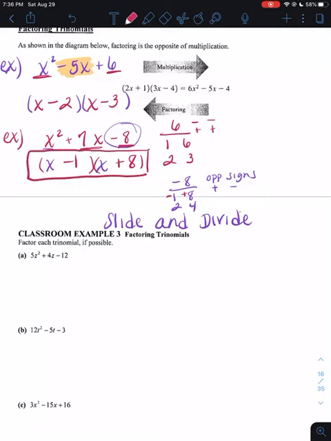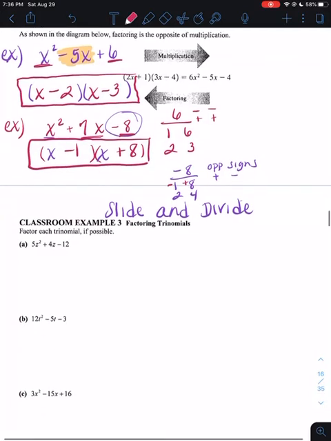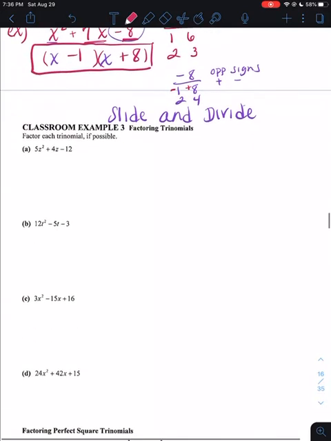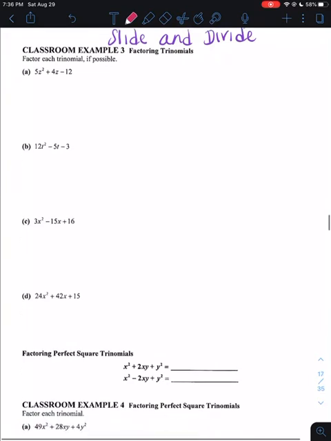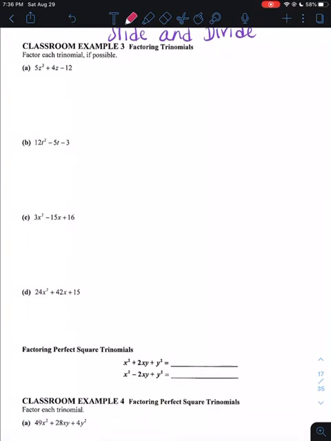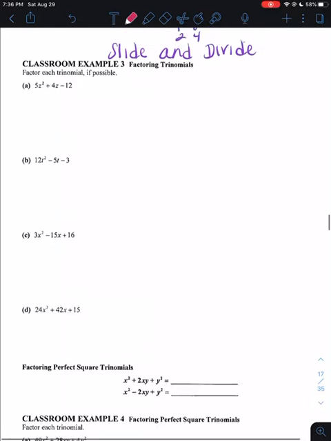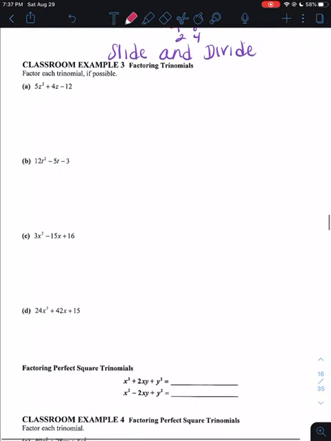So we're going to be using this to help us with the other types of problems. If you notice, in the two that I just did, the first term was x squared. The only way you can get an x squared is just x times x. But what if you have a number in front of your x squared, or like in the first example, they're using a z squared? So I use this method called slide and divide.